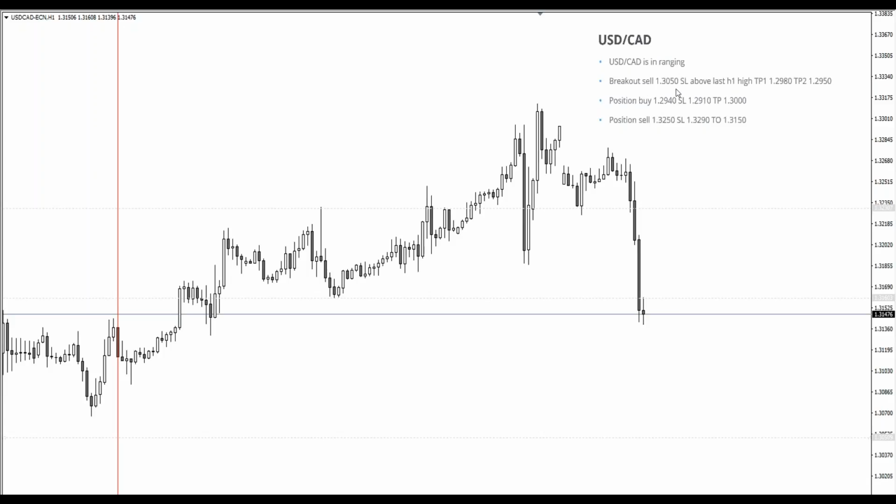Actually, I had a breakout sell at 30.50. It was not hit. Then I had a position sell at 32.50. What happened is price went just a little bit above 32.30. So it was still 2 pips shy from our potential short on dollar CAD, because our sell position was around 32.50. So it could have been sold around 32.35, right? But the problem is it went to 32.31 too, and then rejected.